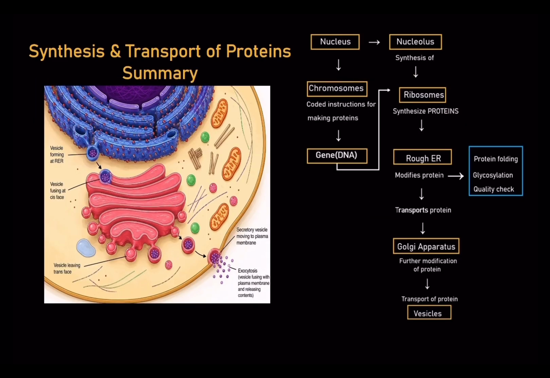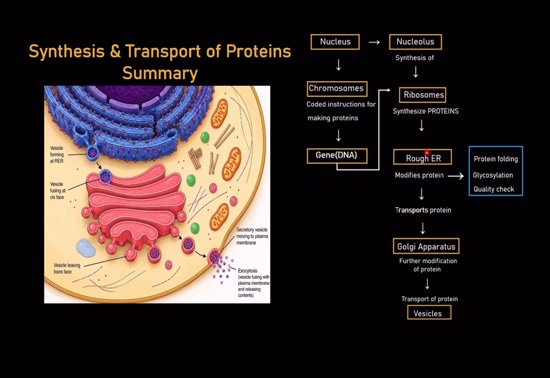So that was about smooth ER and a quick summary of the organelles involved in the synthesis and transport of proteins. We began with the nucleus, right? The nucleus consists of the nucleolus and it has the chromosomes. Chromosomes have coded instructions for making proteins on their genes. This information is transferred through the mRNA to the ribosomes. And who makes the ribosomes? The nucleolus is responsible for making ribosomes, and ribosomes use the information they receive from the chromosomes to build proteins.